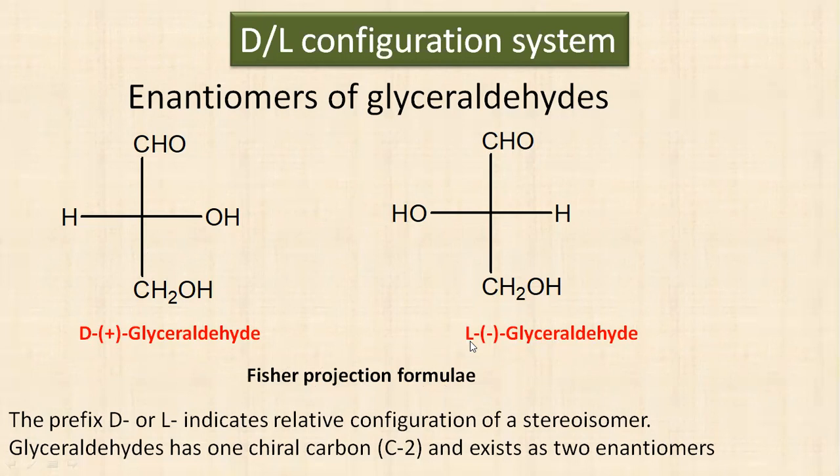Okay, glyceraldehyde has one chiral carbon atom. Carbon number 2 is the chiral carbon atom. This is carbon number 1, the aldehyde carbon atom. This is 2 and this is carbon number 3. So carbon number 2 is the chiral carbon atom and it shows two enantiomers.